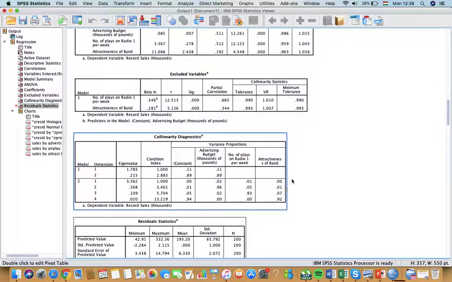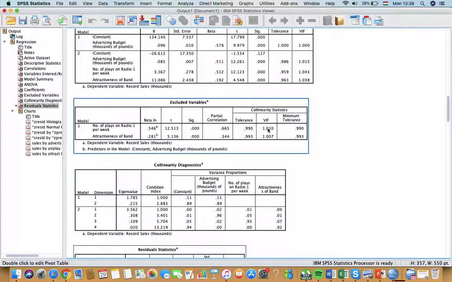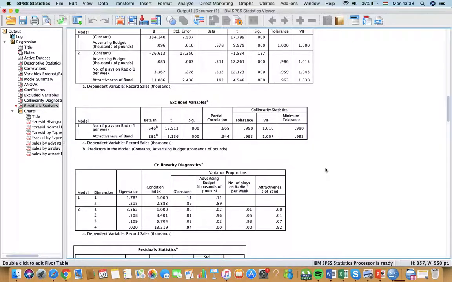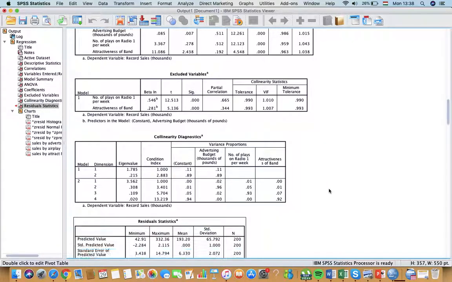Okay, the last but one thing we would like to check is whether the assumption of collinearity is really met. For that we have to check these two values, the VIF, which should be smaller than 10. This is definitely smaller than 10, and the tolerance should be bigger than 0.2. This is bigger than 0.2, both of them. So we can say that this assumption is met.